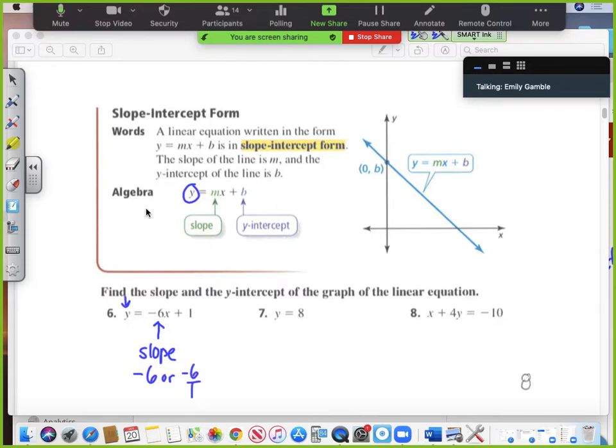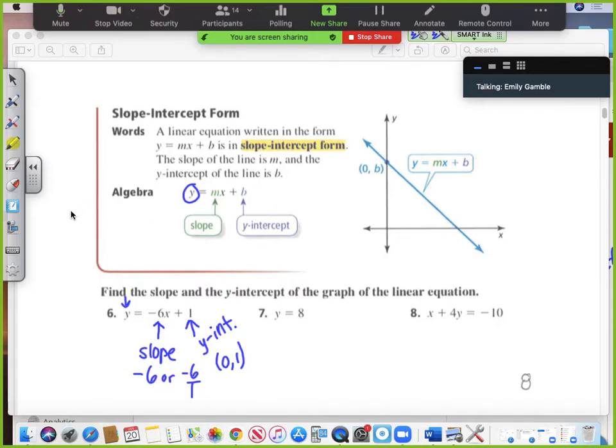What is the y-intercept of this equation? The y-intercept is the plain number. 1. This is the y-intercept. This is where the equation crosses the y-axis. The y-intercept can also be interpreted as an ordered pair. The ordered pair of this is (0, 1), because when you're on the y-axis, you have 0 as your x number.